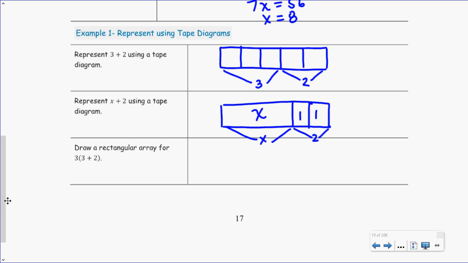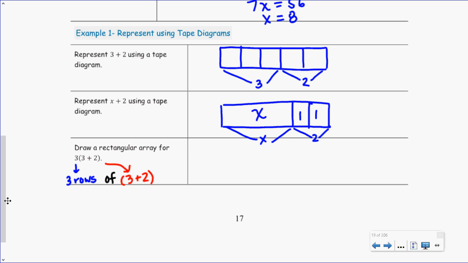Now we're going to make a rectangular array for 3 times 3 plus 2. What that means is we're going to do 3 rows of 3 plus 2.